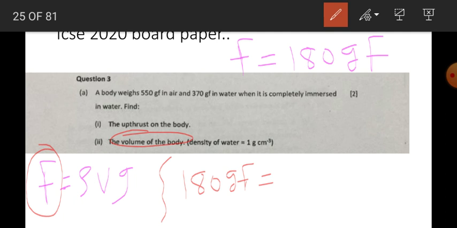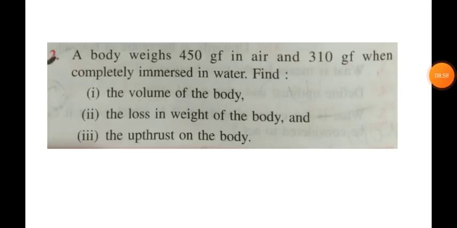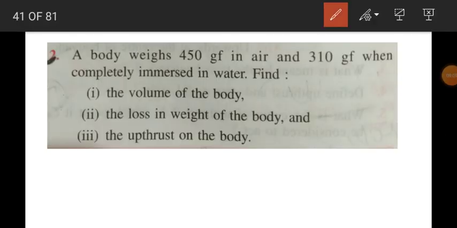Second thing is density. Density of the water is 1 in CGS system. Volume we need to calculate. g will get cancelled. This is the shortcut method. So what is going to remain? 180. So V is equal to 180 centimeter cube. Using this formula we can calculate the volume. The same type of numerical is given in the textbook as well.